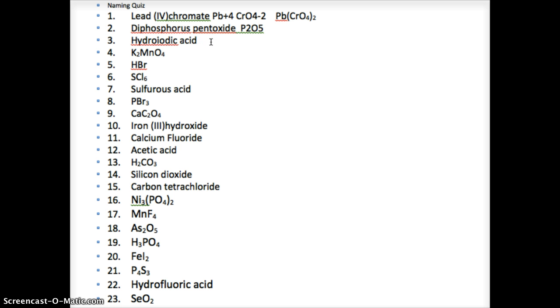Hydroiodic acid. Anytime you're dealing with acids, they're going to start with H, and this is what you looked at yesterday in your reading. If it has the prefix hydro, that means we're dealing with just an element. So our two elements are hydrogen, which is a positive one, and iodic is going to be iodine, which is a negative one. So the two of them come together. Positive one, negative one, balances out, so it's just HI.